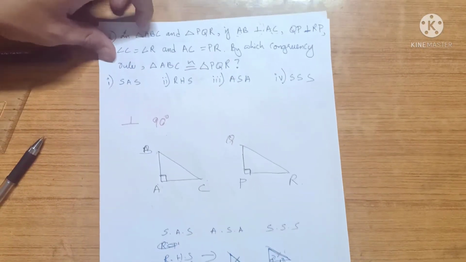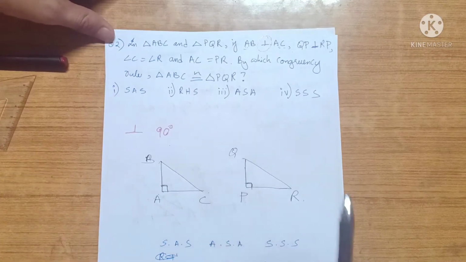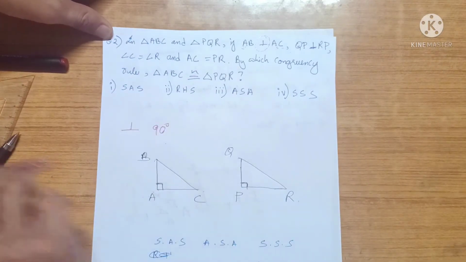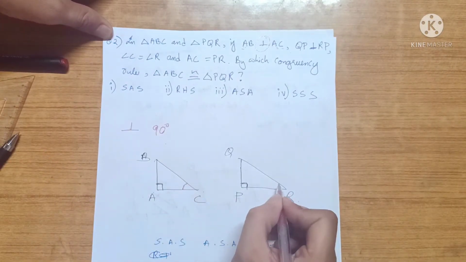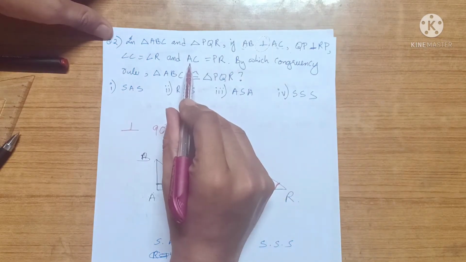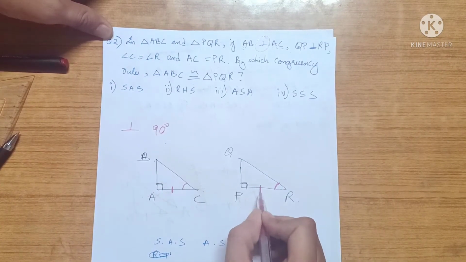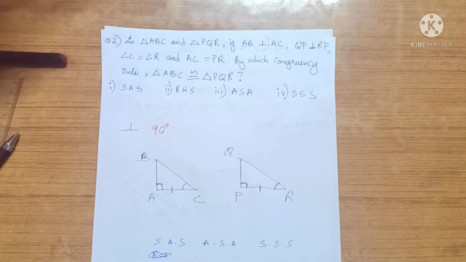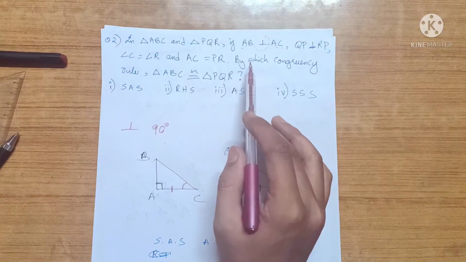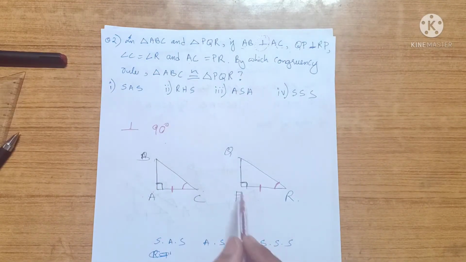Okay. So now that you know what is RHS, they're saying angle C and angle R is also equal. So angle C and angle R are also equal. And then they're saying AC equal to PR. Where is AC? AC is equal to PR. But they did not mention anything about the hypotenuse, which is QR and BC. So they're saying by which congruency rule triangle ABC is congruent to triangle PQR.